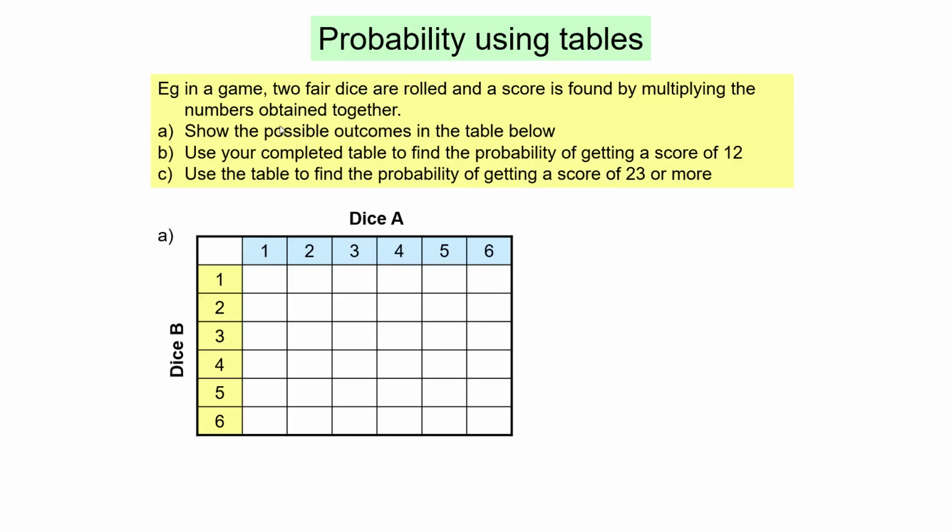Okay, for this game, we've got 2 fair dice rolled, and the score is found by multiplying. So it's important, sometimes the score is found by adding. In this case, it's found by multiplying the numbers together. So it wants you to copy and complete the table, show the possible outcomes in the table, and then use your completed diagram to find the probability of getting a score of 12 and the probability of getting a score of 23 or more. So hit pause, have a go at this question. Once you're done, hit play again, and we'll go through it together.